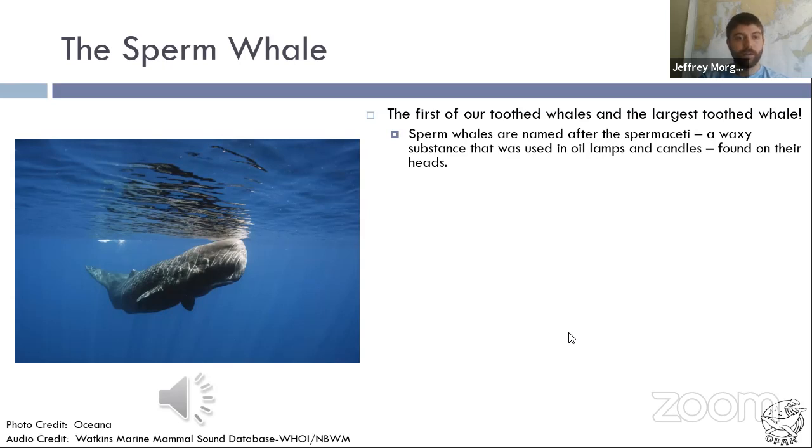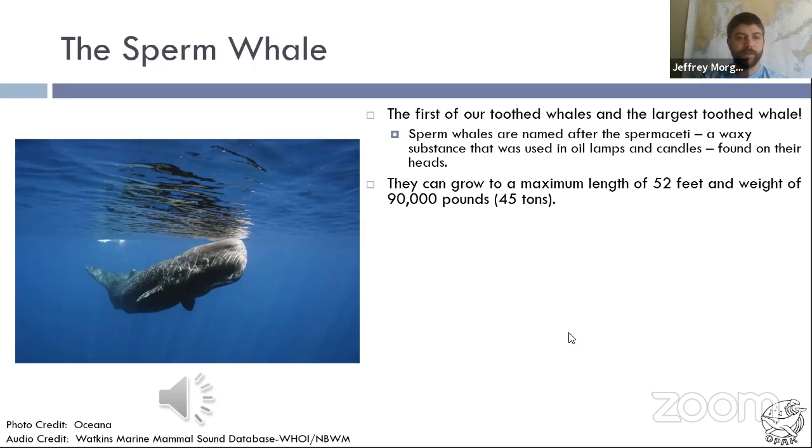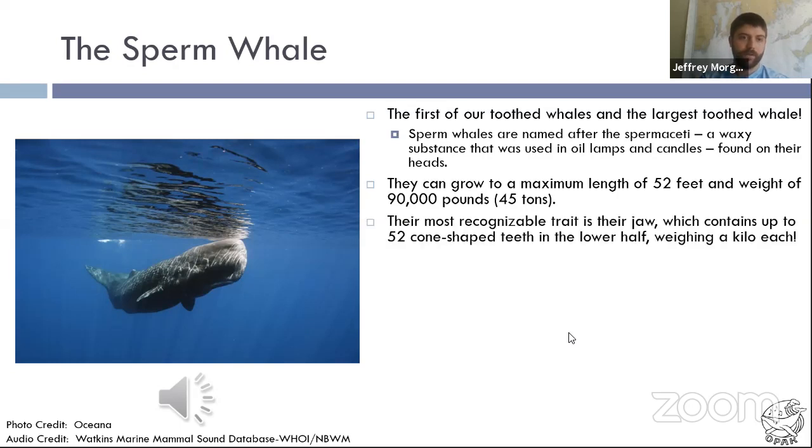Sperm whales also have the largest brain in the animal kingdom. They can grow to about 50 feet long and weigh about 45 tons or 90,000 pounds. They are obviously recognized by the shape of their head and their lower jaw, which can have up to 52 cone-shaped teeth that weigh about a kilo each. They do have that very square head, which does make them easy to identify.